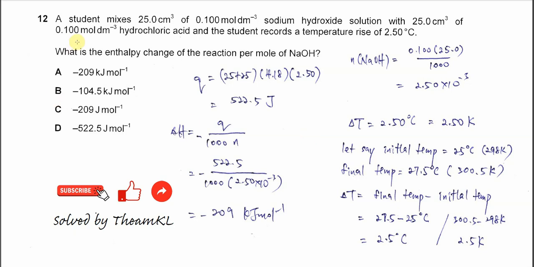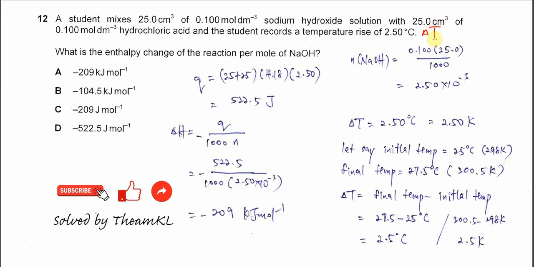Question 12. A student mixes 25 cm³ of 0.1 mol per dm³ sodium hydroxide solution with 25 cm³ of 0.1 mol per dm³ HCl, and the student records a temperature rise of 2.5 °C. So the temperature rise here is delta T.